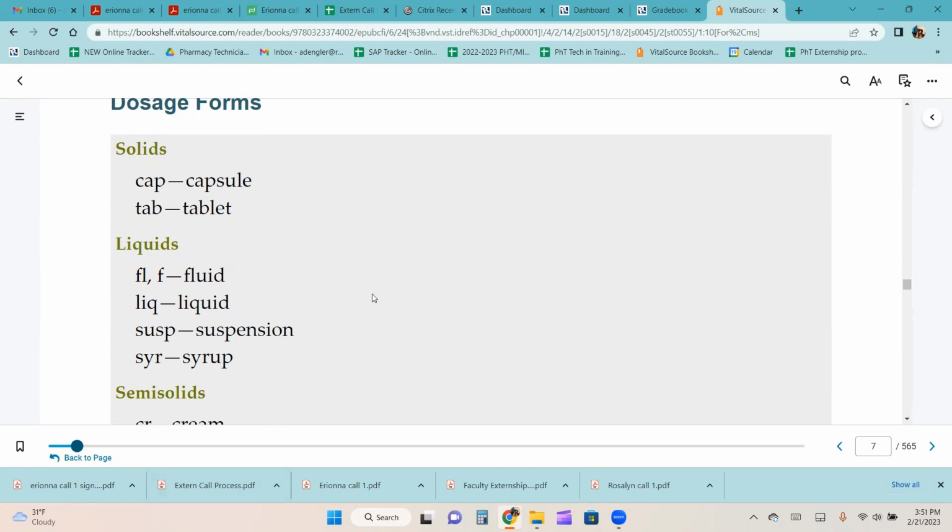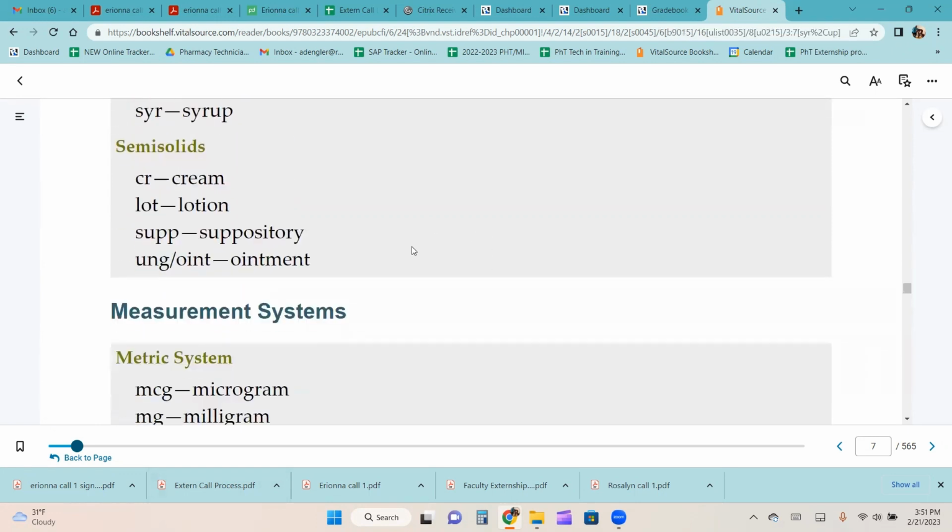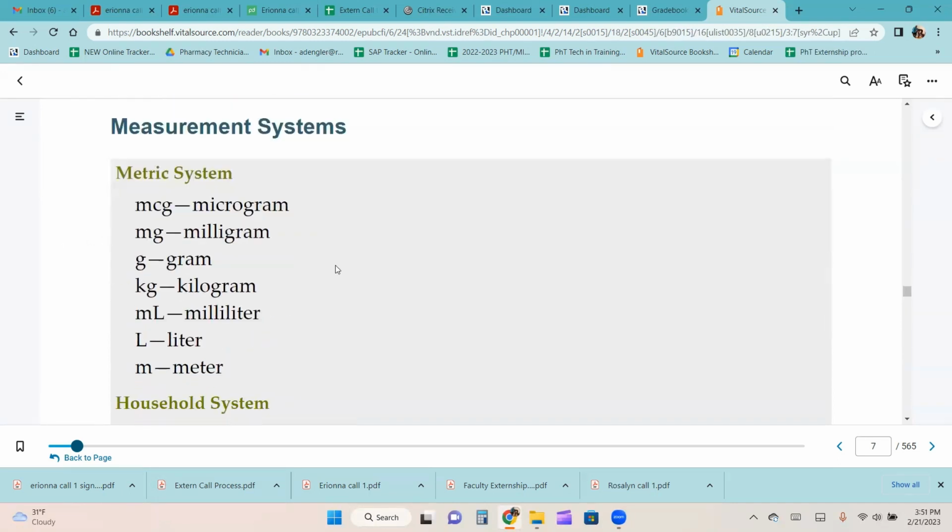For liquids, we have FL for fluid, LIQ for liquid, SUSP for suspension, and SYR for syrup. For semi-solids, we have CR for cream, LOT for lotion, SUP for suppository, UNG or oint for ointment. For our measurement systems, we have MCG for microgram, MG for milligram, G for gram, KG for kilogram, ML for milliliter, and pay attention to that L. It is uppercase, just like the L in liter. And then we have meters.